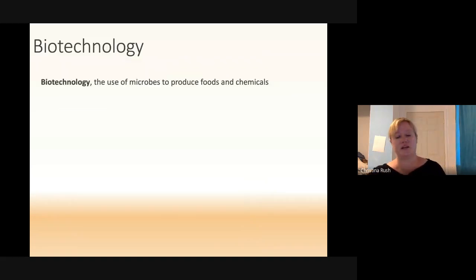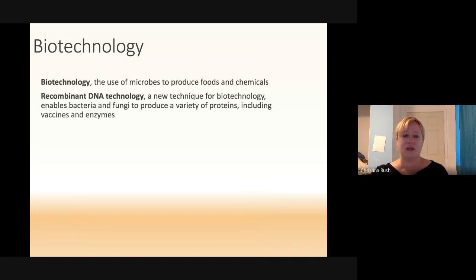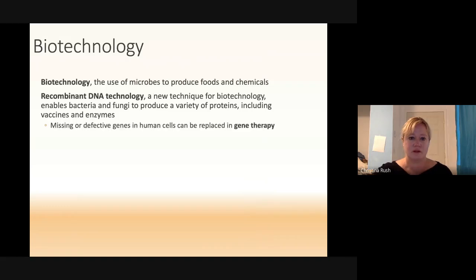Okay, biotechnology. I have talked about biotechnology briefly before, but it's the use of microbes to produce food and chemicals, and we use recombinant DNA. This is the technique for biotechnology, and we can put genes into bacteria and fungi to produce any kind of protein or enzyme that we need, including different vaccines. And then gene therapy as well.